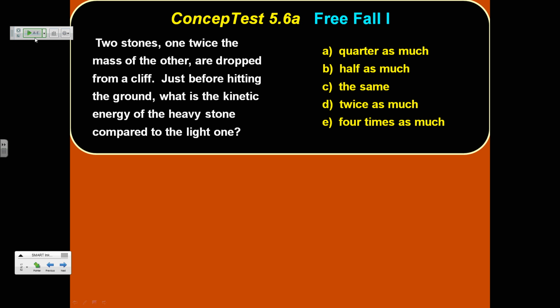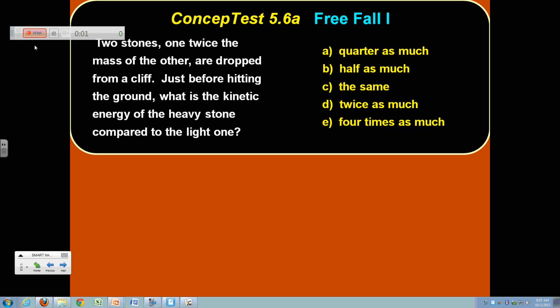All right, two stones, one twice the mass, are dropped from a cliff. What is the kinetic energy of the heavy stone?